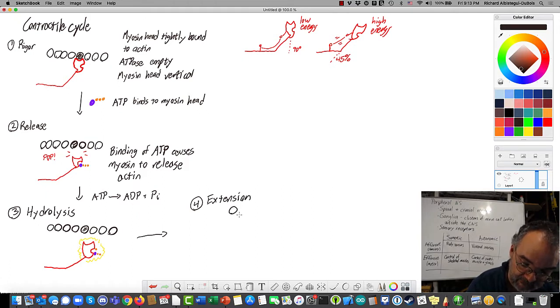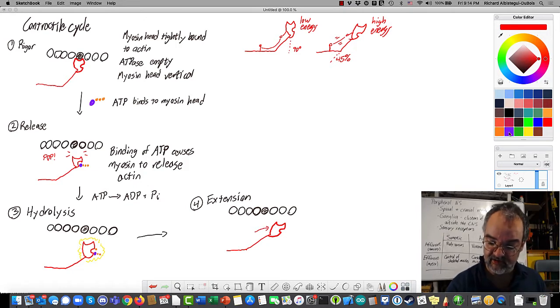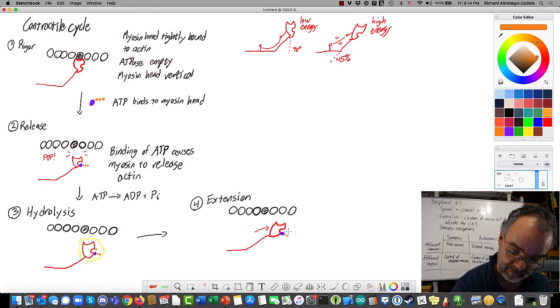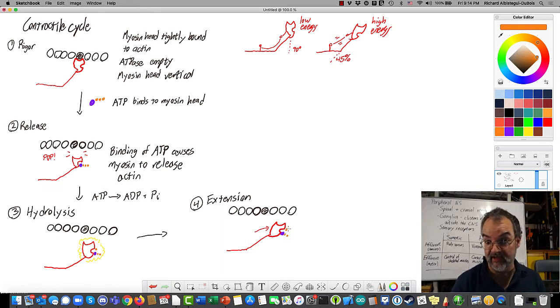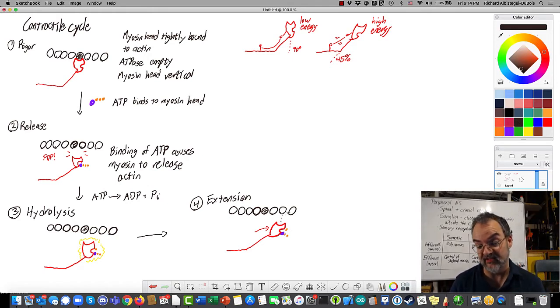In this stage, the myosin head is going to stretch out to its higher energy position. Notice that the ADP and the phosphate are still there on the myosin head. That's important. So our myosin head uses the energy it got from the ATP to stretch out to the high energy position. Notice now that it is positioned over a new actin on the actin filament.